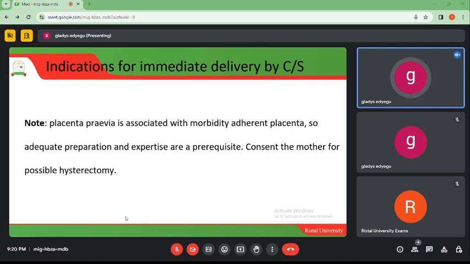For example, hysterectomy, that is not good for every woman. So you need to counsel them and let them know that this can easily happen, so that when it happens, they are able to handle those kinds of situations.